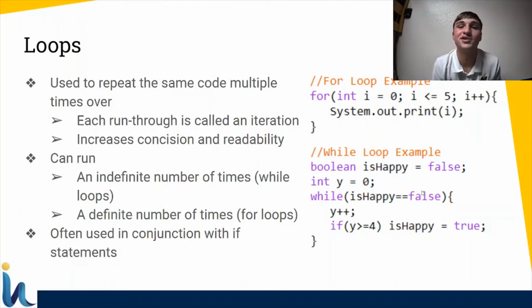Loops are used to repeat the same code multiple times over, and each run through is called an iteration. While loops have an indefinite number of iterations, while for loops have a definite number of iterations. Loops increase concision and readability, which is very important, because you can write anything with a million blocks of code, but it's not going to be that useful to apply in a variety of situations if you don't have for loops and while loops that increase readability and allow variables to be adjusted really easily.